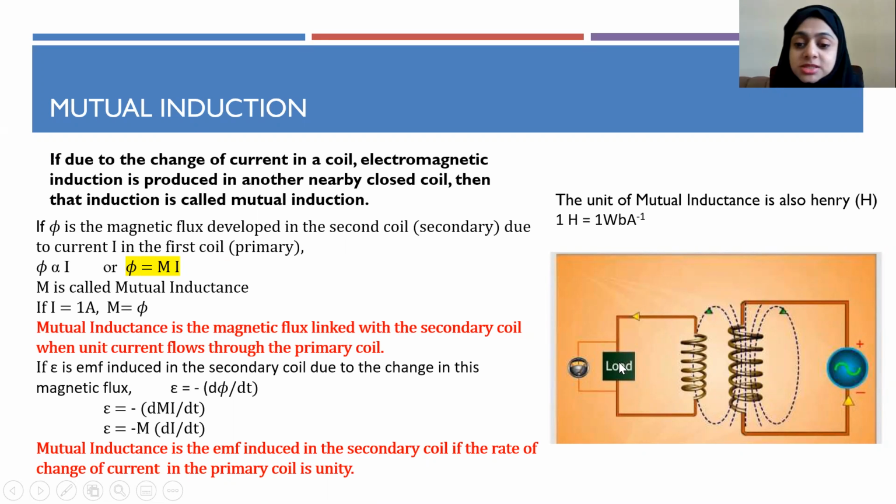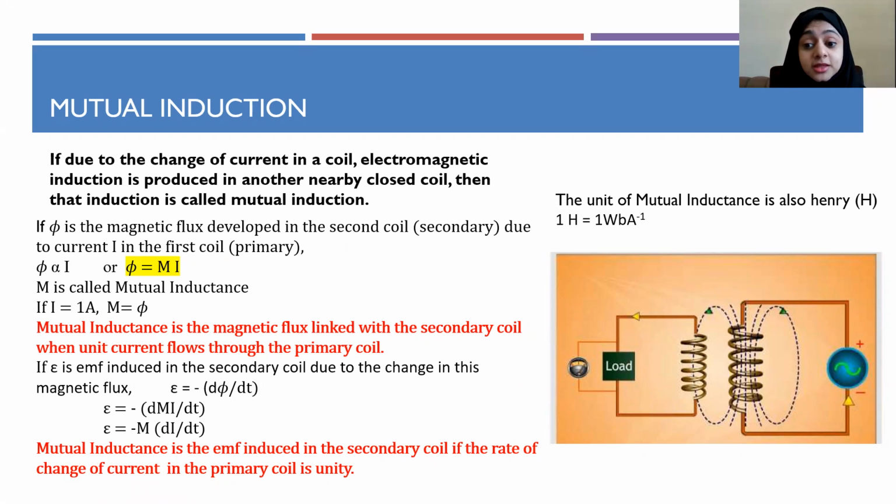So let us see what happens when the current increases. Now, when we switch on, what happens? The current will slowly increase. As the current increases, what happens? A magnetic flux is developed within the coil. And just as we saw in self-induction, as the current increases, the magnetic flux also increases. Now, there will be self-induction in this primary coil, no doubt about it.